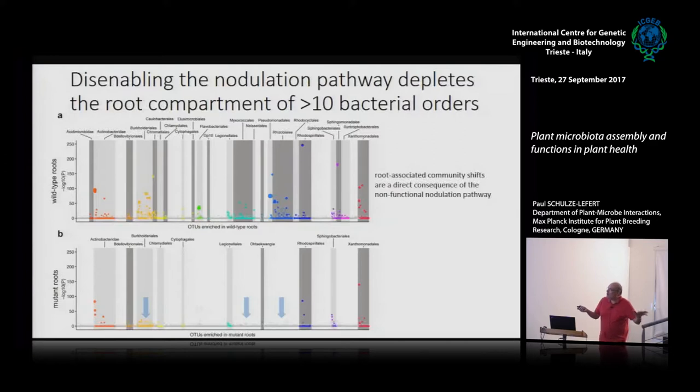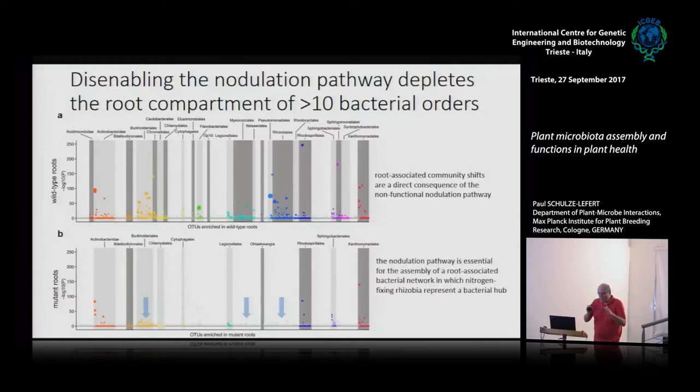And I don't want to go into details because this is published work. We could show that the root-associated community shift in those mutants is a direct consequence of the non-functional nodulation pathway. And the way we interpret this is that this symbiosis pathway is essential for the assembly of the root-associated bacterial networks in which the rhizobia, the nitrogen-fixing rhizobia, are just one hub of a microbial network that acts together for maximum plant productivity under nitrogen-limiting conditions. Right? That's the major take-home.